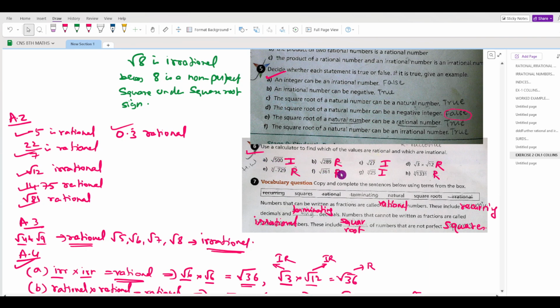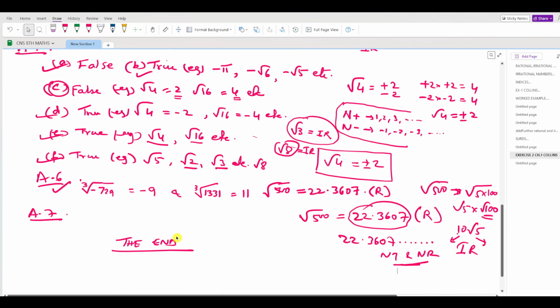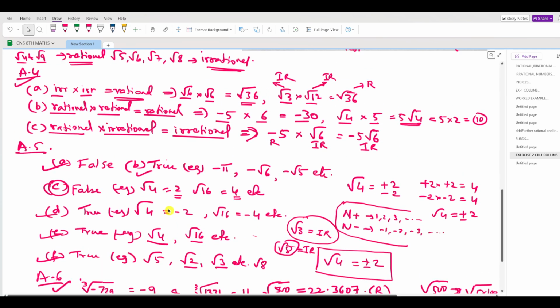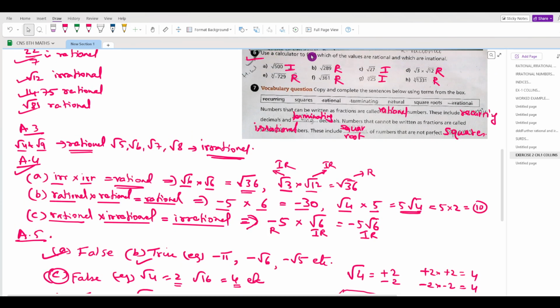Okay, B is root of 289. Now root of 289 is purely a rational number. Why? Because if I type root of 289 on the calculator, let me check. Square root of 289, and I am getting 17. So root of 289 works out to 17, and 17 is a rational number, isn't it? So root of 289 is a rational number, right?